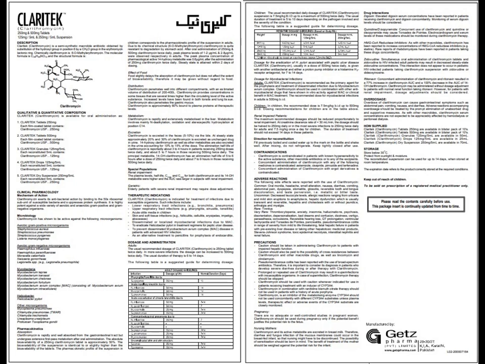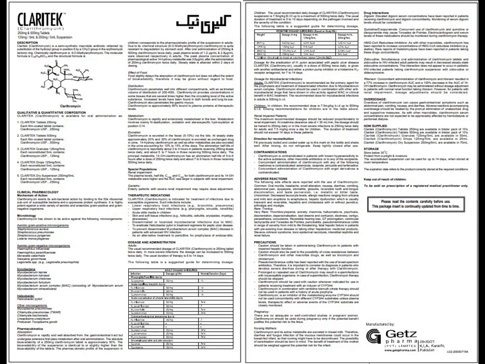Special populations. Renal impairment. The plasma levels, half-life, Cmax and Cmin for both clarithromycin and its 14-hydroxy metabolite were higher and the area under the curve was larger in subjects with renal impairment. Geriatric: elderly patients with severe renal impairment may require dose adjustment.